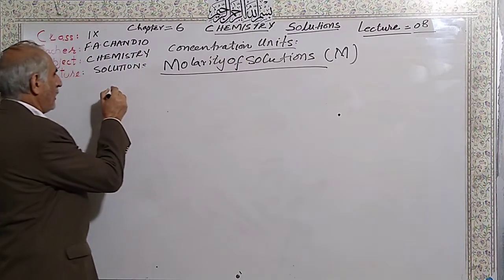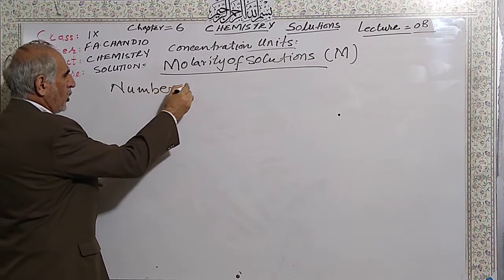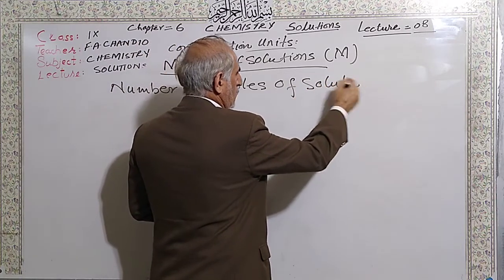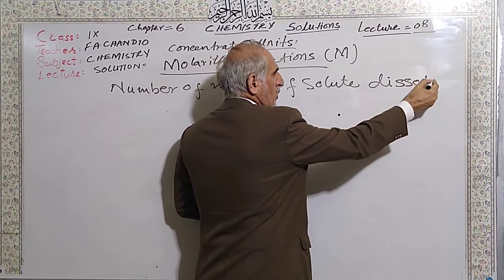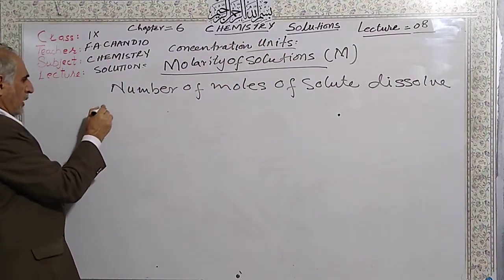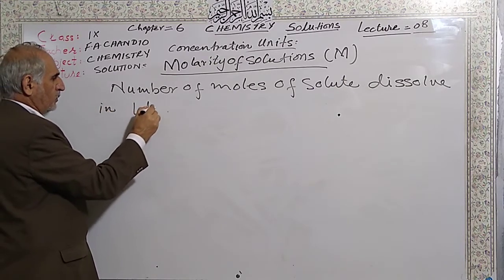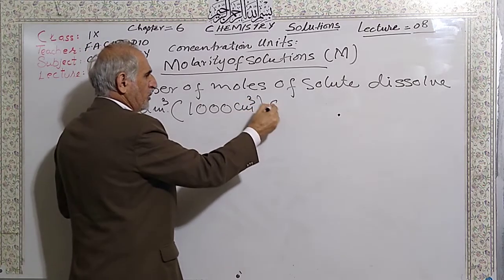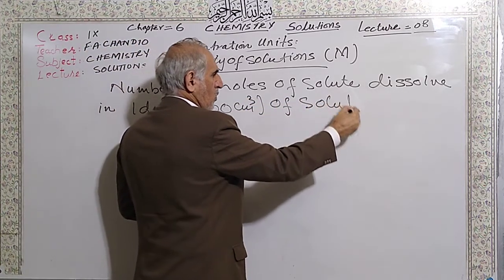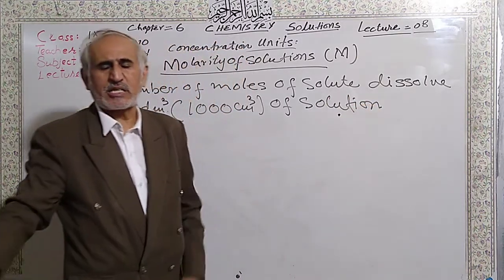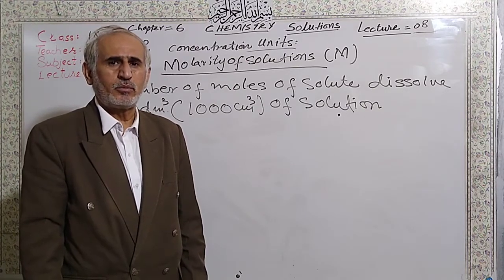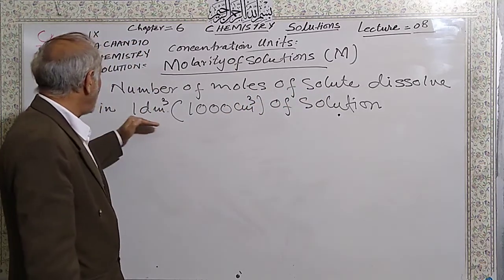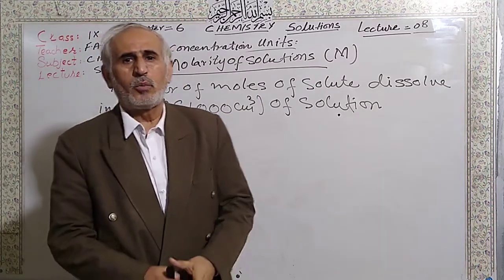So what's molarity? Number of moles of solute dissolved in 1 decimeter cube or 1000 centimeter cube of solution, not solvent, mind it. Number of moles of solute dissolved in 1 decimeter cube of solution is called molarity.